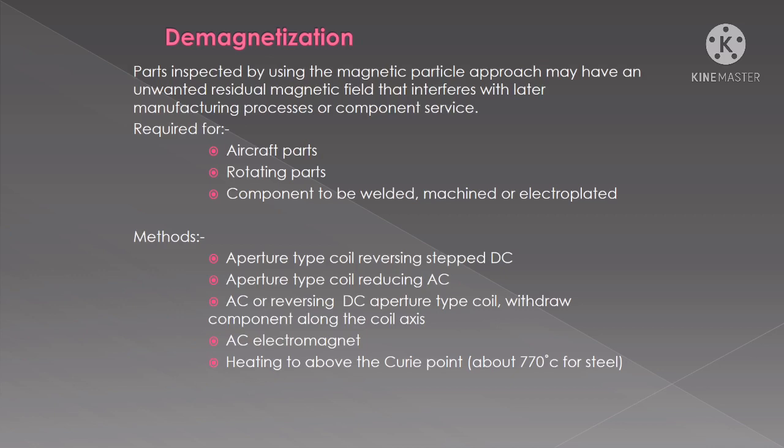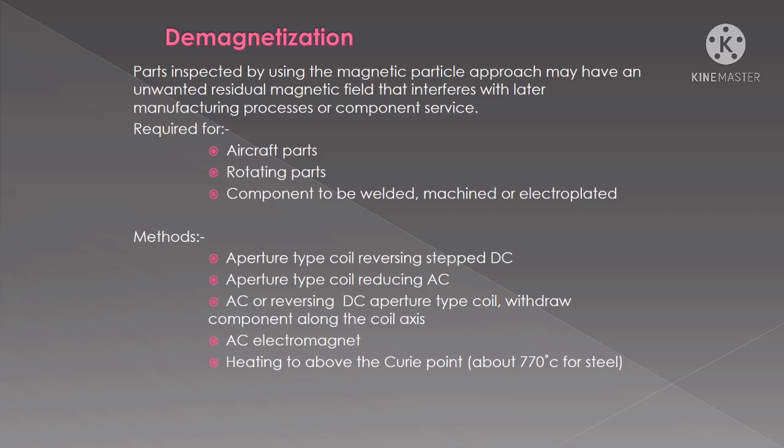Magnetic fields can affect machining by causing cuttings to cling to a component, interfere with electronic equipment such as compasses, and create a condition known as arc blow in the welding process. Arc blow may cause the weld arc to wander or filler metal to be repelled from the weld, and cause abrasive particles to cling to bearing or fairing surfaces and increase wear. Parts inspected by the magnetic particle approach may have an unwanted residual magnetic field that interferes with later manufacturing processes or component service.